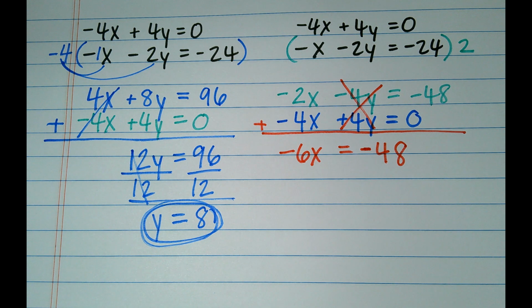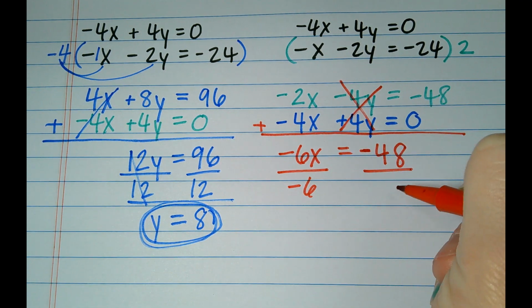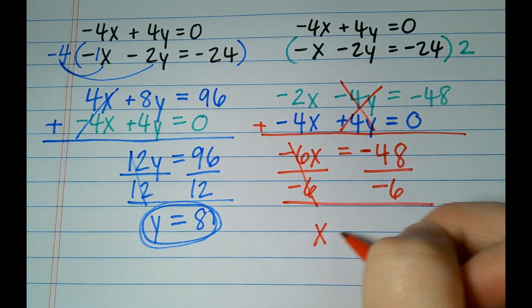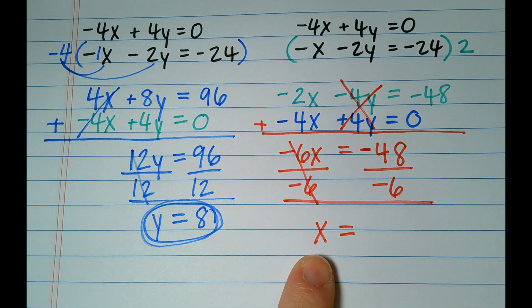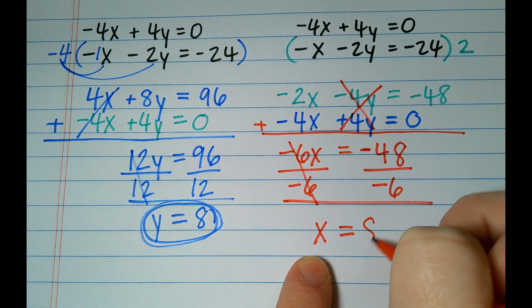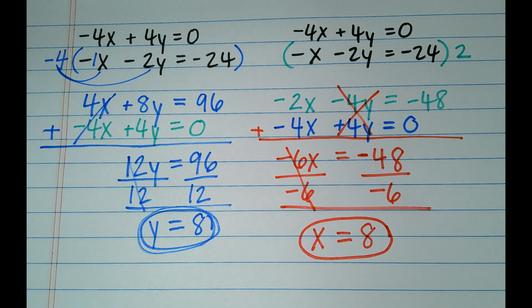Negative 6, yes. 48 divided by 6. They're both negative, so they cancel, and we will get an answer of what? 8. So look at this. Instead of plugging it in, you could do two different problems. X equals 8. Y equals 8. I got negative 8 for y.